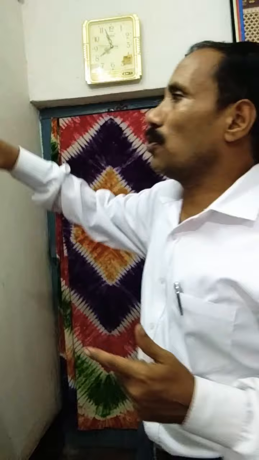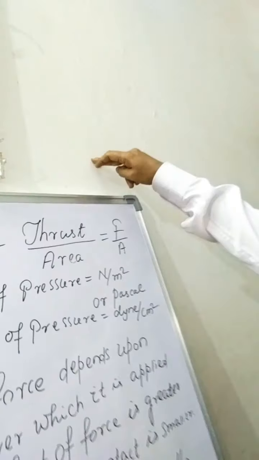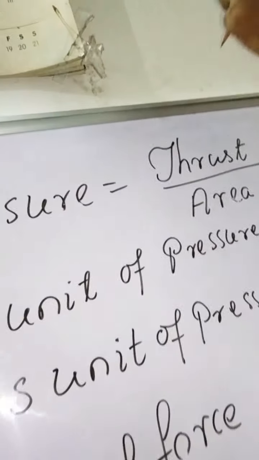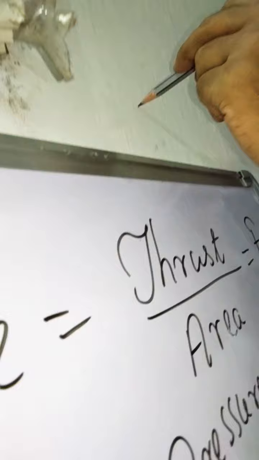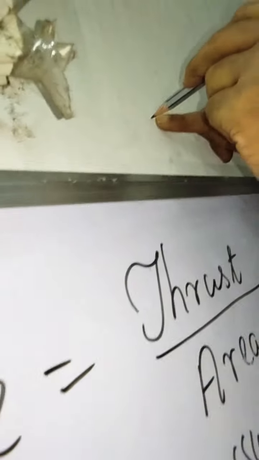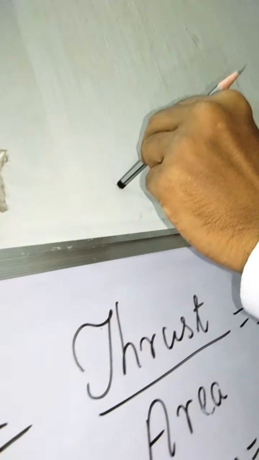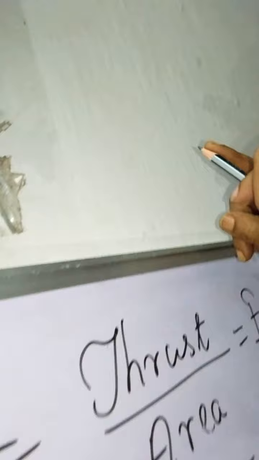We might have seen that a nail is easily pressed into the wall. Suppose this is a nail. If you hammer it with the pointed end, it can easily be pressed into the wall. But with the flat end, it cannot be easily pressed into the wall. Why? Because at the pointed end the area is less, so the pressure would be more. But in this case the area is more, so the pressure would be less.